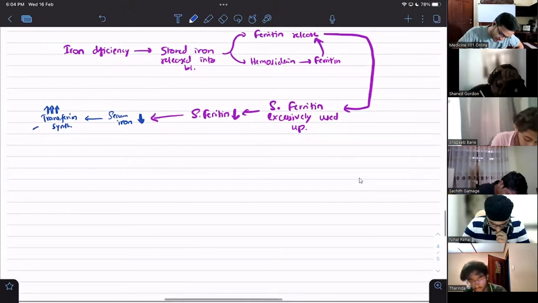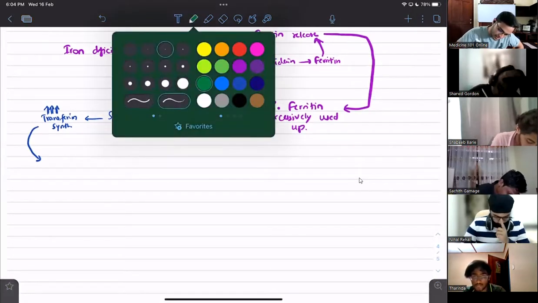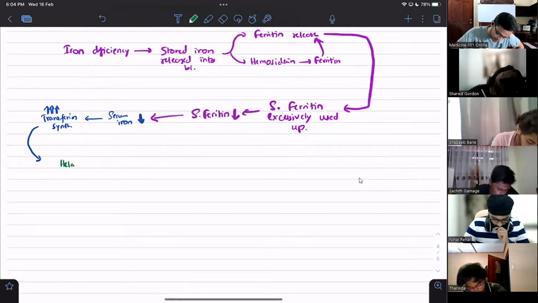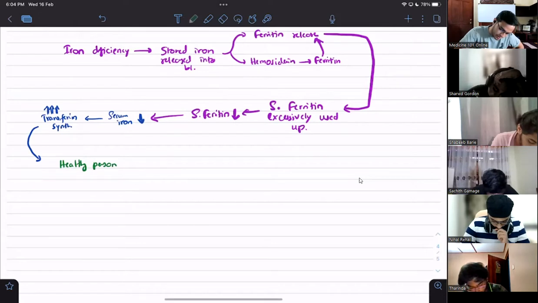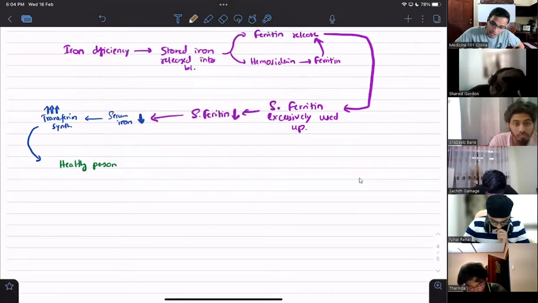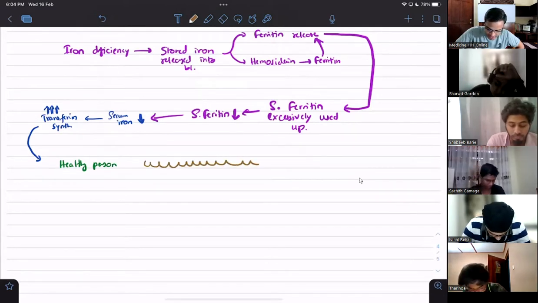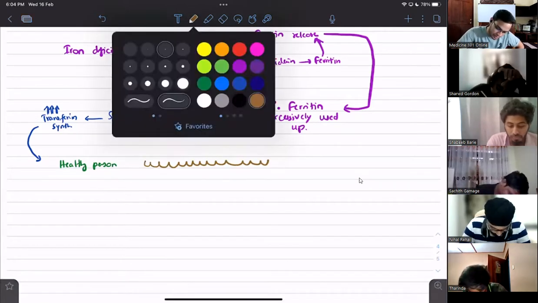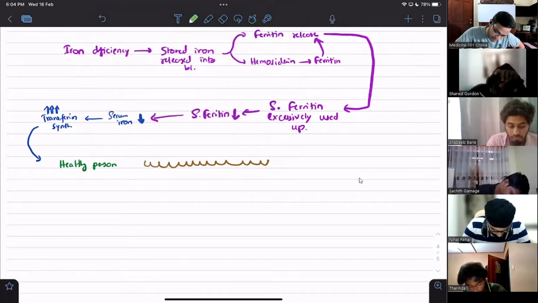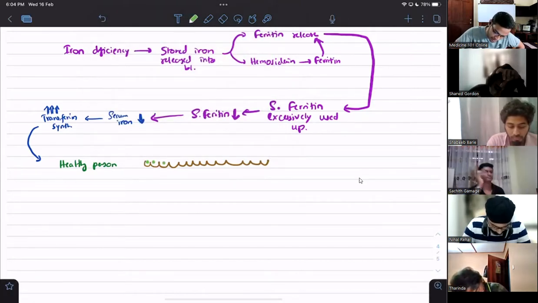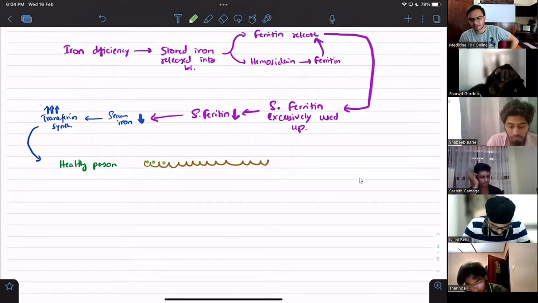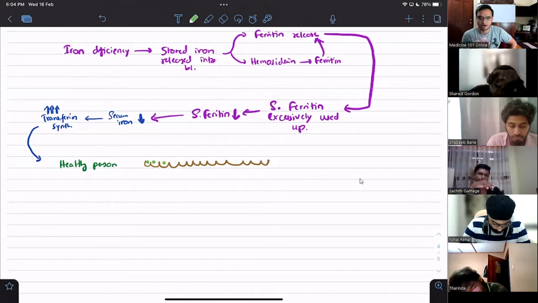Now, look at this, guys. This is what it's going to look like. Let's draw this healthy person, right? In a healthy person, guys, I will draw all the transferrins joined together like this, easier for me. If we take about 10 transferrins, about 3 will be saturated like this, roughly 33%. This is a healthy person. They always produce a little bit of excess transferrin.